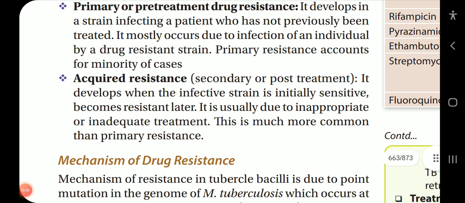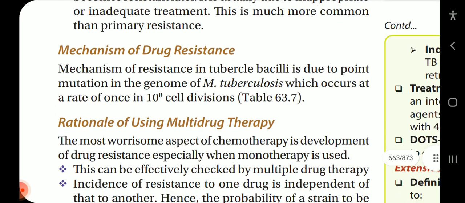Primary resistance accounts for a minority of the cases, while the acquired resistance, which is secondary or post-treatment, develops when the infective strain is initially sensitive, becomes resistant later. It is usually due to inappropriate or inadequate treatment. This is much more common than primary resistance.